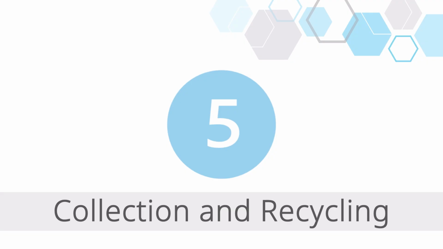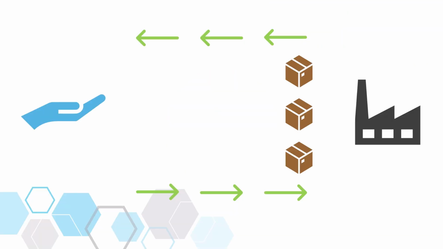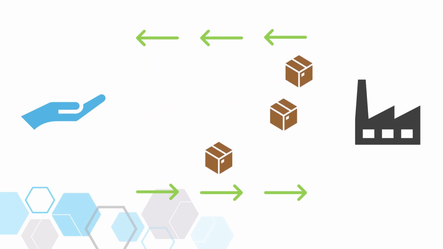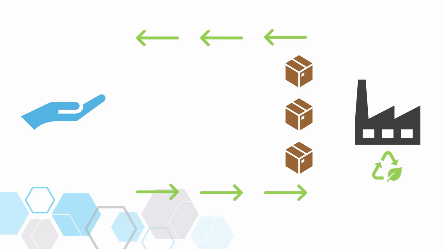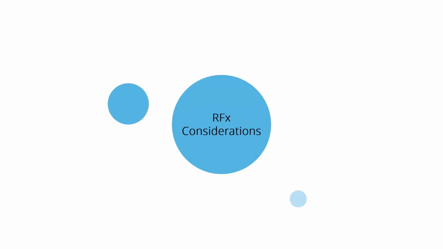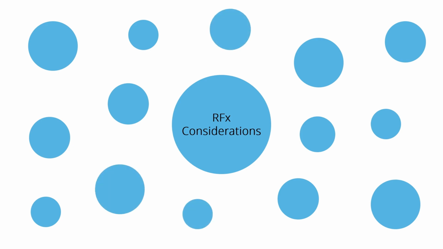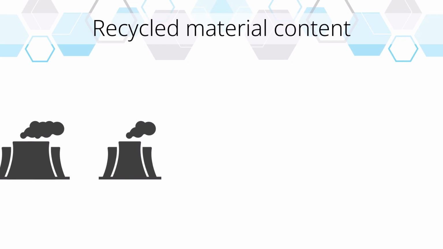Number 5, collection and recycling. Finally, we want to include recycling and take-back programs. This will reduce environmental impacts and keep materials in use for as long as possible. Let's look at some examples of what it looks like to consider these factors in real-world procurement. Recycled material content.